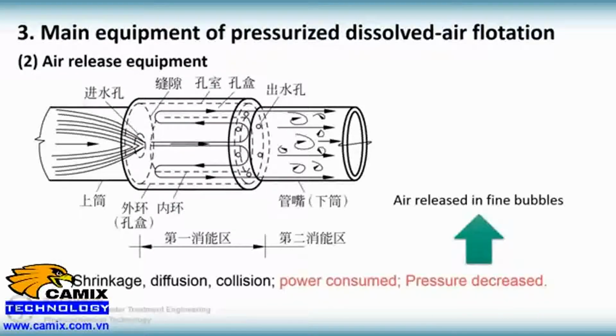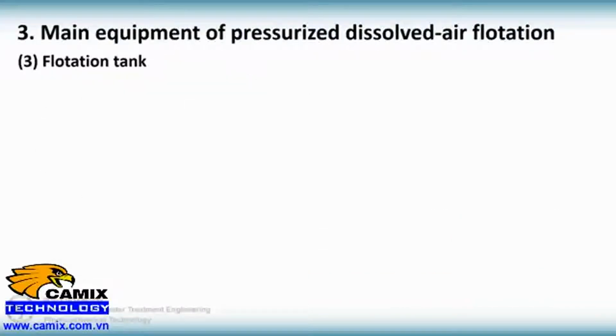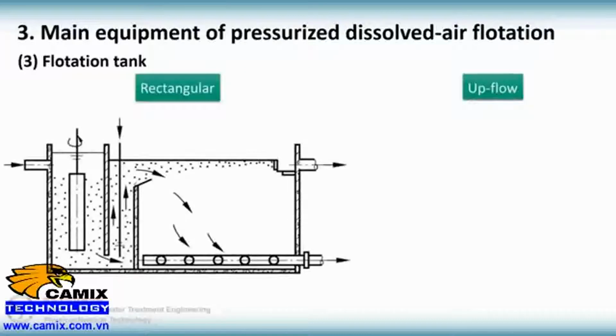The third one is a flotation tank. Aggregates are separated from water in it. Similar to the sedimentation tank, the flotation tank can be divided into rectangular and upflow types. The process of the rectangular flotation tank is shown in this figure. It is the most widely used one.